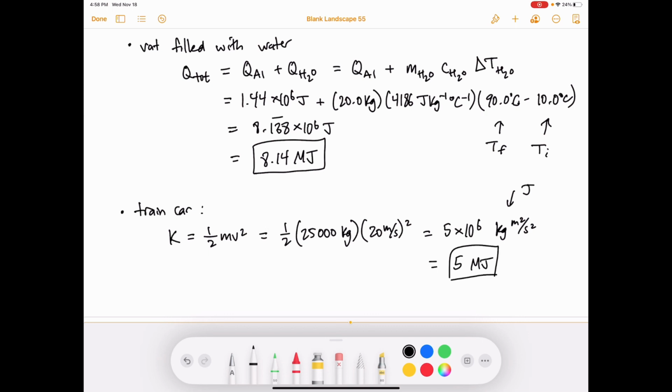That might be a little surprising because you imagine this gigantic train, to get it to accelerate to this speed would take a lot of energy, and it does, but it actually takes even more energy to heat up this giant pot of water. Okay, that's what we see here.